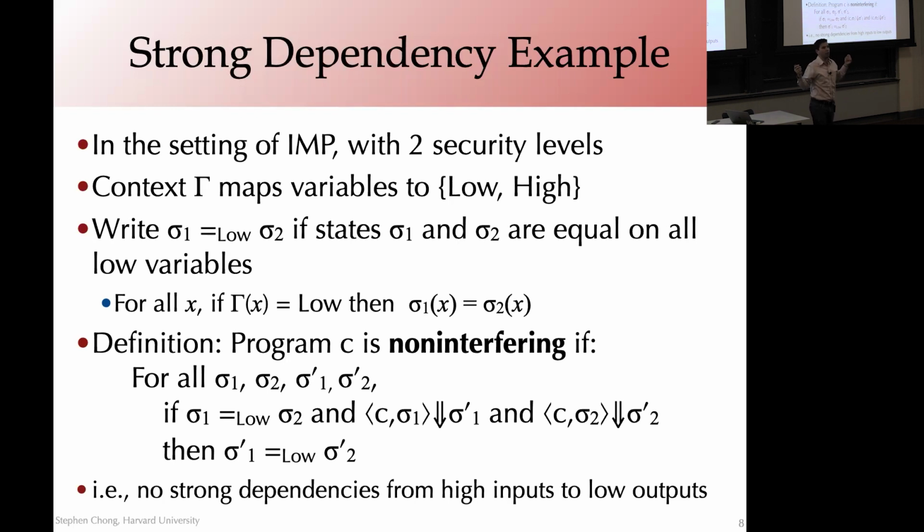So what this is saying is that there's no possible high inputs you could provide that cause a difference in the low outputs. That is, there is no strong dependence, no flow of information from the high input to the low output. Does that help? Great, thanks for the clarification.